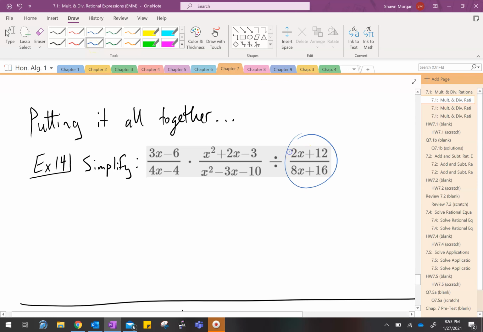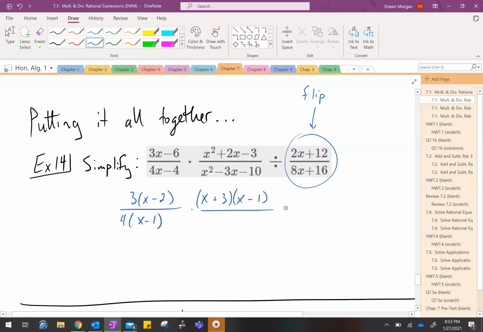The fraction that's being multiplied, leave it alone. The fraction that's being divided here is the one that we want to flip. So just flip the only one that's being divided. And then just factor everything. Just have a big old factoring party here. So we're going to take out a 3 and then be left with x minus 2. We're going to take out a 4 and be left with x minus 1. We've got x plus 3 and x minus 1.